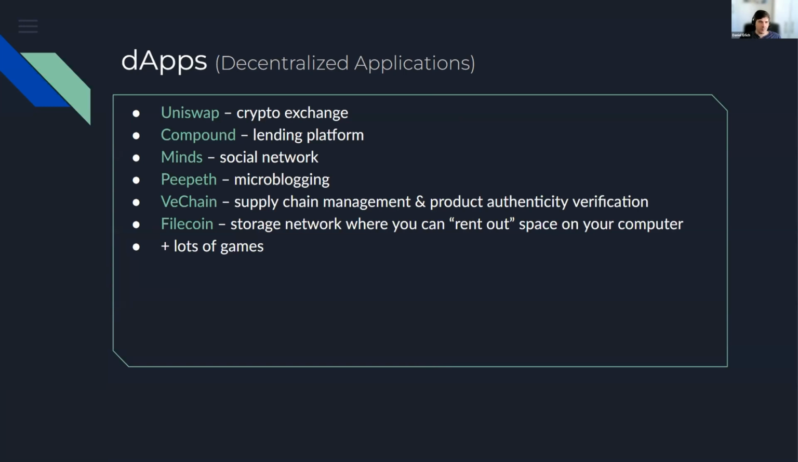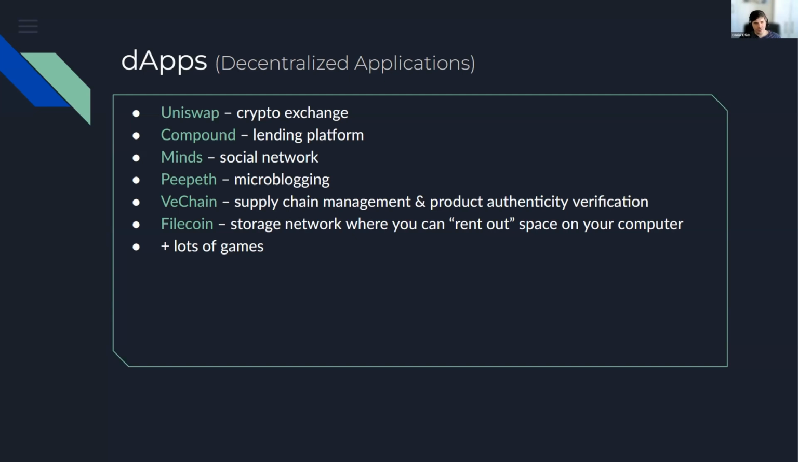So we've got Uniswap and Compound, which are DeFi. They are a crypto exchange and lending platform specifically. We've got Minds, which is a social network like Facebook. Peepeth, which is microblogging like Twitter. VeChain is very, very interesting. It is used for supply chain management and for verifying the authenticity of products. So you can use that to verify organically sourced coffee beans or beef or something like that, or even much more expensive industrial equipment, whatever.